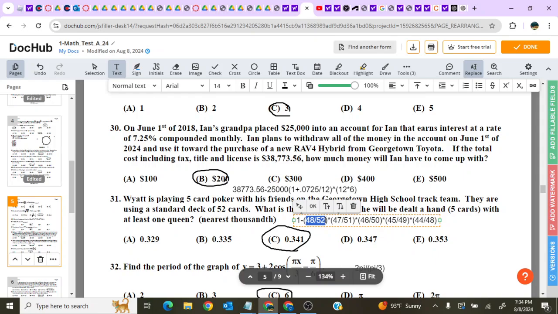Well, the first draw would have to not be a queen, so 48 over 52. That's one card out of the deck. You have to run the same odds again. There are 4 queens, so 4 minus all the cards. And you continue that for all 5 cards he gets in his hand. And you get a value of 0.341.